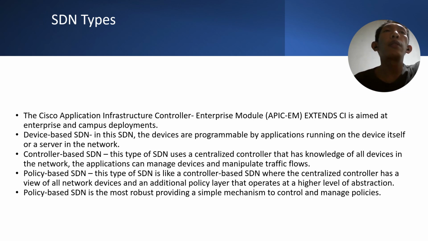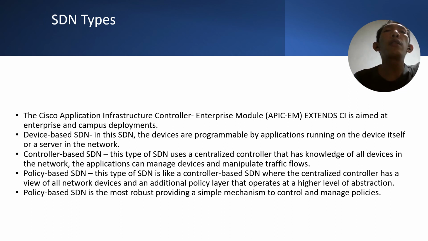SDN types. The Cisco Application Policy Infrastructure Controller Enterprise Module, or APIC-EM, extends ACI and is aimed at enterprise and campus deployments. Device-based SDN: in this SDN, the devices are programmable by an application running on the device itself or on a server in the network.